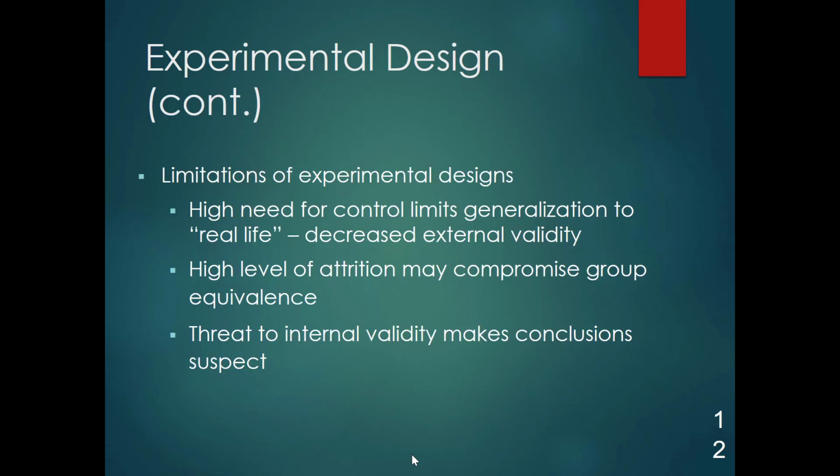So there are some limitations of experimental design. The high need for control limits generalization to real life, so it definitely decreases external validity. The high level of attrition may also compromise the group equivalence. So they have a high level of attrition, meaning that people do not complete the study or they drop out at some point. The threat to internal validity makes conclusions suspect. So there are threats to internal validity.